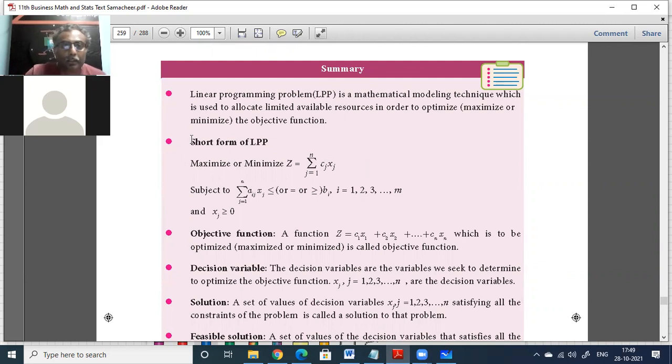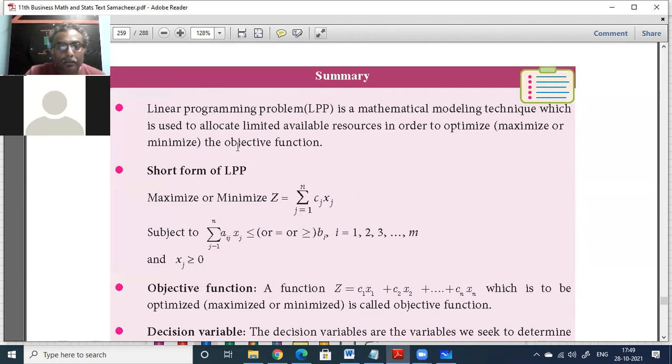Constraints can be of three forms: less than or equal to, greater than or equal to, or equal to b of i, for i equal to 1, 2, 3 up to m. And x of j is greater than or equal to 0, the variables must not be negative.